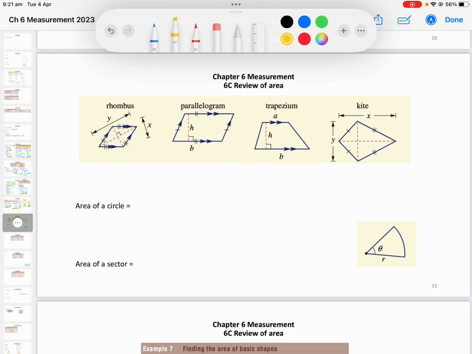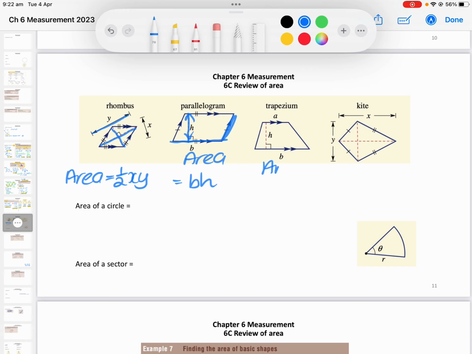So for a rhombus, we've got this distance across from one end to the other, and then we've got this distance here. And the formula for this is area equals half times x times y. So you don't have to remember that, because you'll have your notes with you, so you won't have to worry. For a parallelogram, it's just like a rectangle. It's base times height, but it's got to be that straight up and down height, not this slant height.